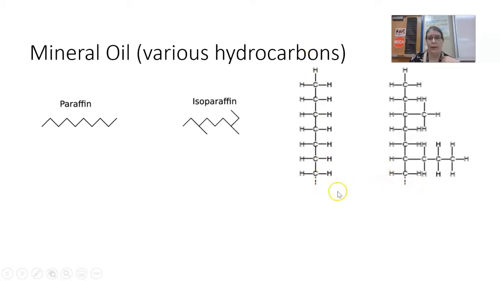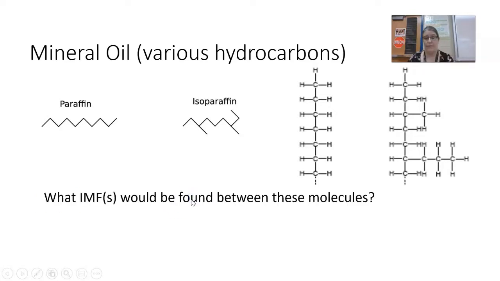So just blowing up the carbon-hydrogen chain, here is an example of a paraffin that would go on for a while, and a branched paraffin where I have carbon substituents at various points along the chain. So this is a very long molecule made out of lots of C's and H's. So again, I'll give you a couple of seconds to think about the intermolecular forces that would be found between these molecules.